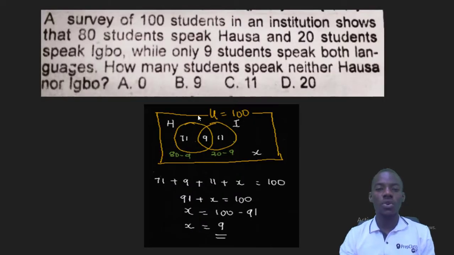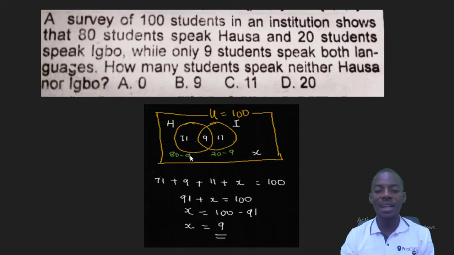Now, a survey of 100 students in an institution shows that 80 students speak Hausa and 20 students speak Igbo, while 9 students speak both languages. How many students speak neither? Now 100 is all of them. Hausa is 80, and Igbo is 20, right? Now 9 is in between Hausa and Igbo, in the middle.